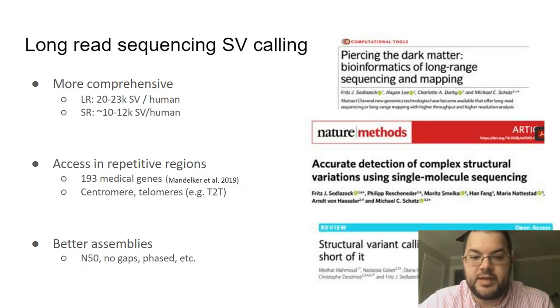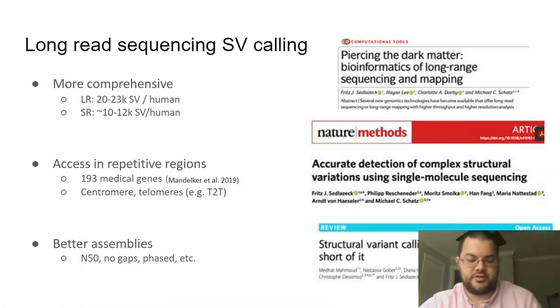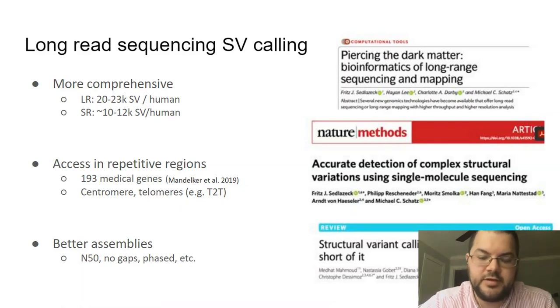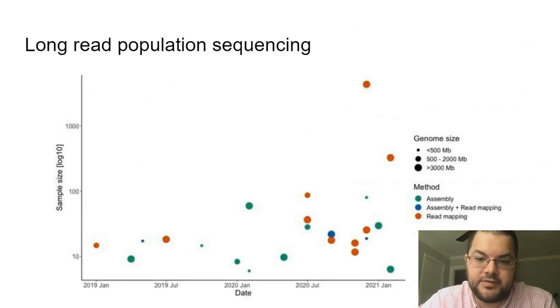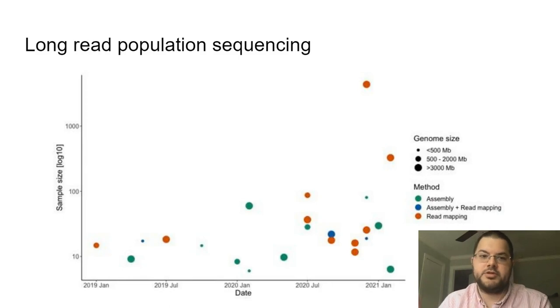Therefore, we also have fewer gaps, so fewer unresolved regions in our assemblies. And nowadays, there's more and more of a trend that we also apply phasing in these assemblies to accurately reconstruct different haplotypes. So given all these advancements of technologies, which also continue to advance in terms of higher yield and therefore lower costs, and software advancements, either from my group or from other groups, you can really see this trend emerging of having more and more long read based population sequencing, or in general long read based sequencing going.